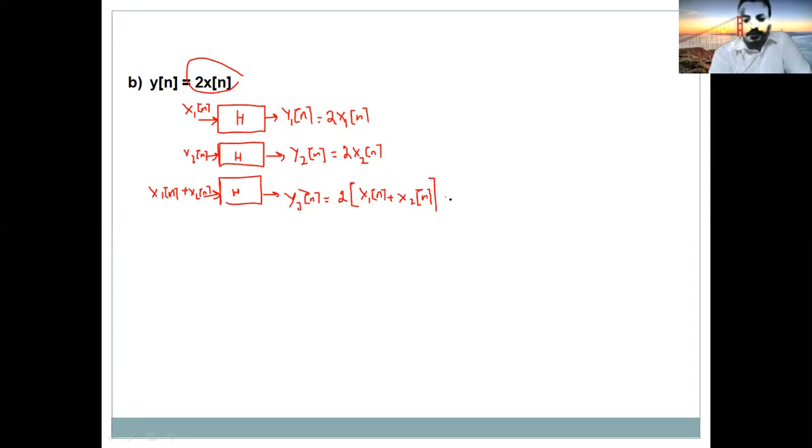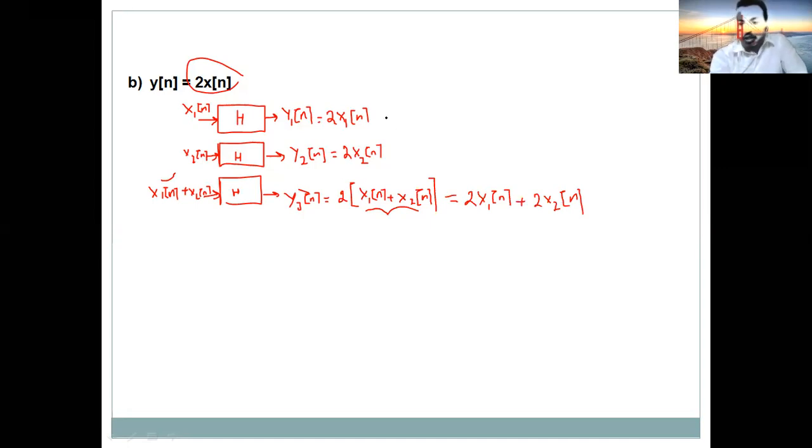Now, what does it mean? 2 times x1 plus x2 means you can write 2 times x1 of n plus 2 times x2 of n. Okay, now this is the output when we apply the superposition of the two inputs. When the two inputs are added together and applied to the system, this is our input now. So multiply the whole input by 2. So it can be 2 times this plus 2 times this.